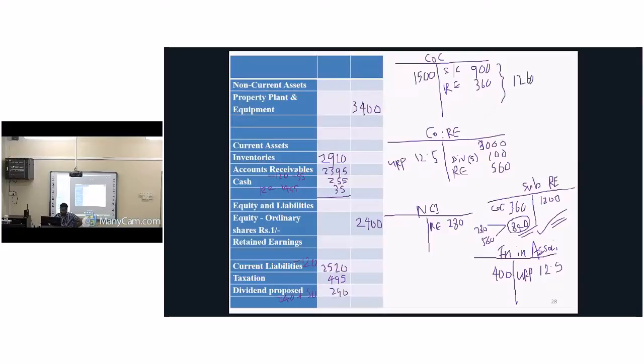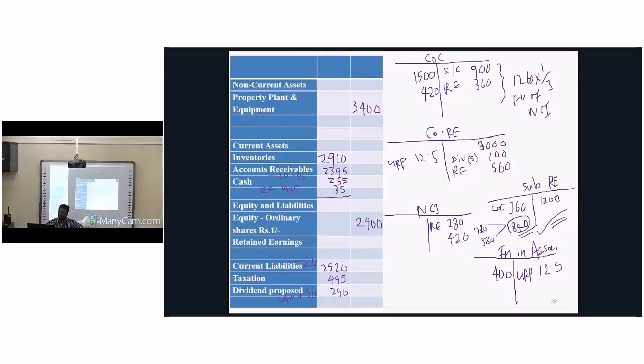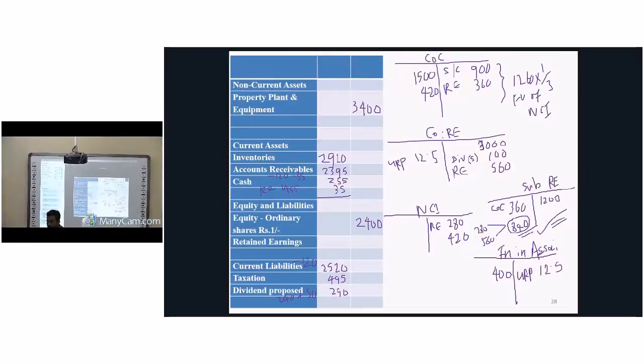1260 into 1/3. It is fair value of NCI. Then it is 420, cost of control debit, NCI account credit 420. Hope you can remember the double entry for fair value of NCI: cost of control debit, NCI account credit. Understand? Is done. Right. One more point.